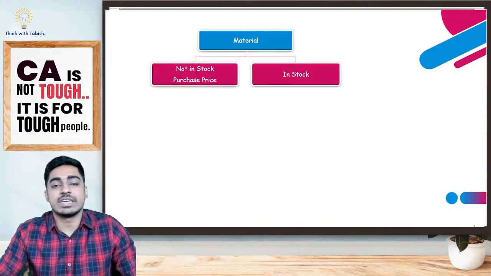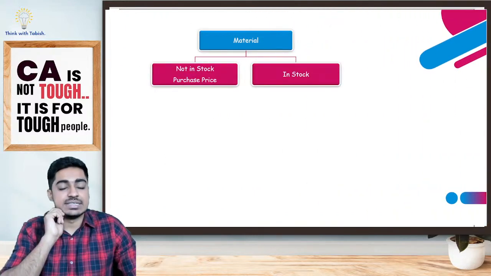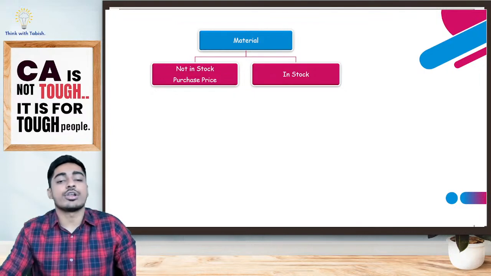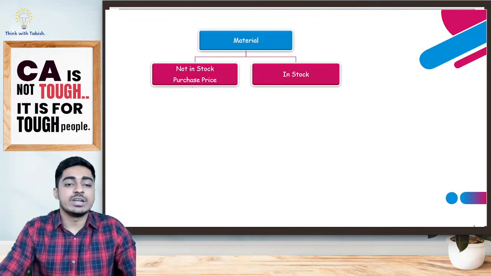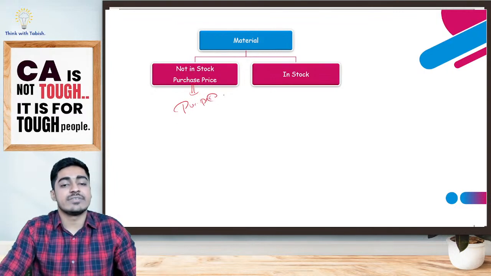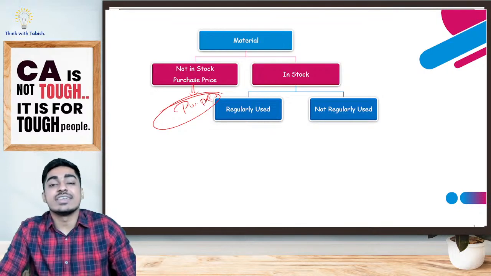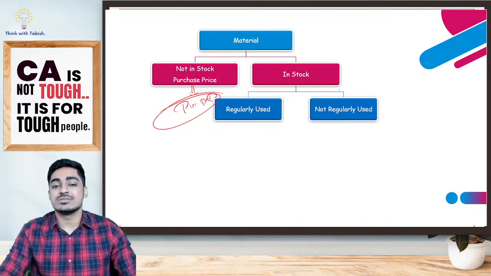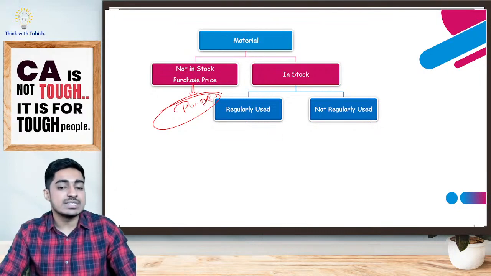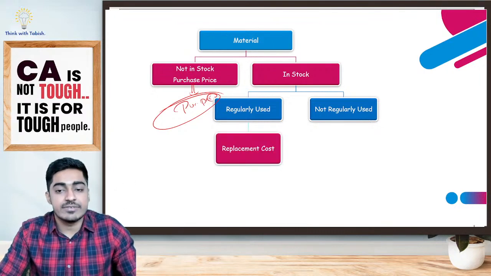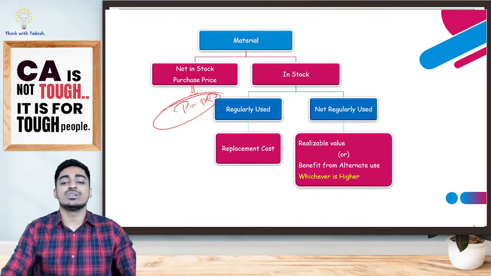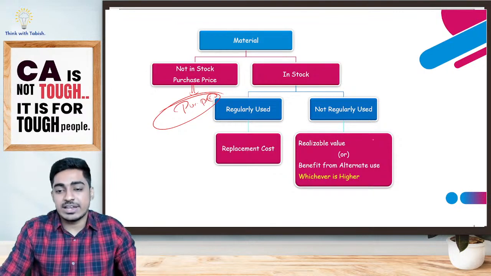So look at the bifurcation. Either raw material will not be in stock or raw material will be in stock. If raw material is not in stock, we need to purchase, so purchase price is relevant. If raw material is in stock, we ask whether it is regularly used or not. If it is regularly used, we will use it but we need to replace it, so replacement cost is relevant. But if it is not regularly used, it is realizable value.